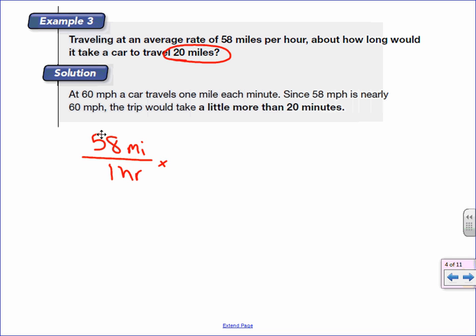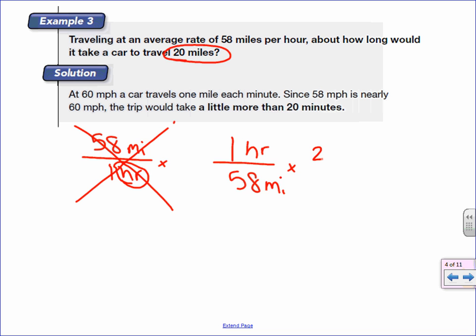Oops. I can already see that I've made a mistake, because if I want hours to be my units in the end, they'll need to be on top. So I'm going to redo this and write the other fraction that says it takes 1 hour to go 58 miles. And then I'm going to multiply by 20 miles, and I know that needs to go on top because miles is on the bottom in the first one. And now that I have hours not crossed out and on the top, I know I've done this correctly.